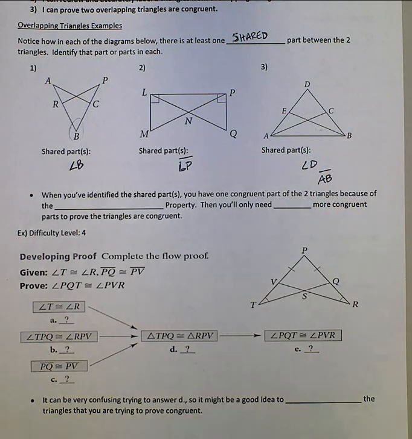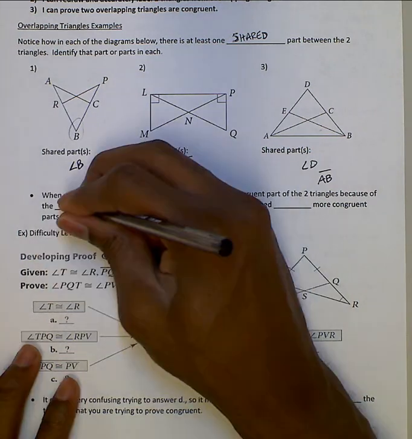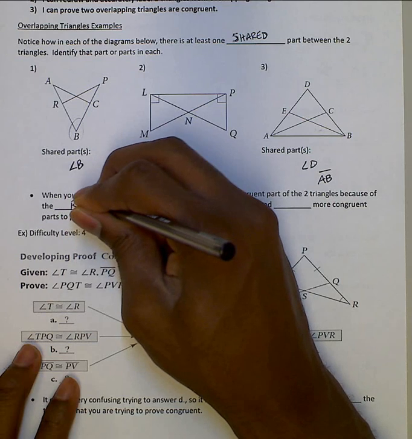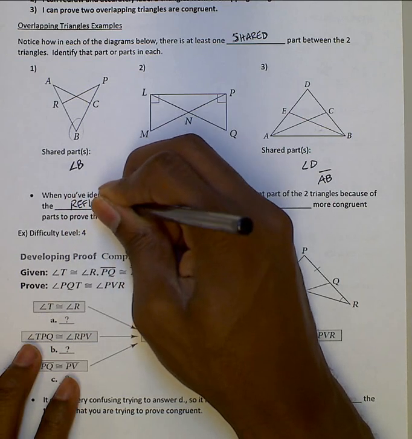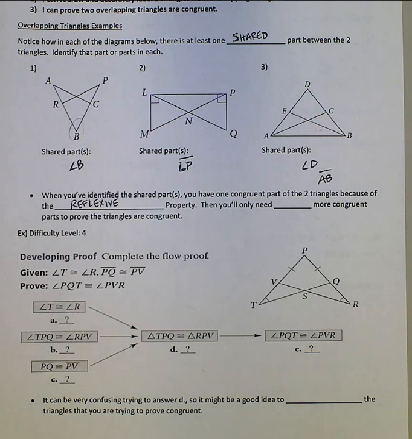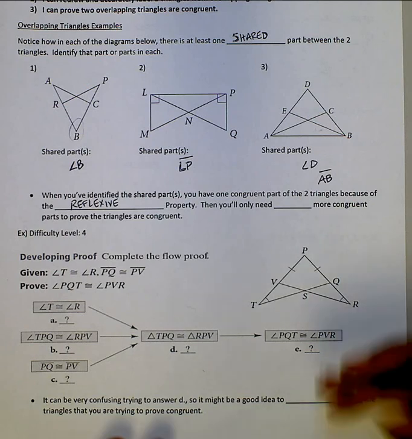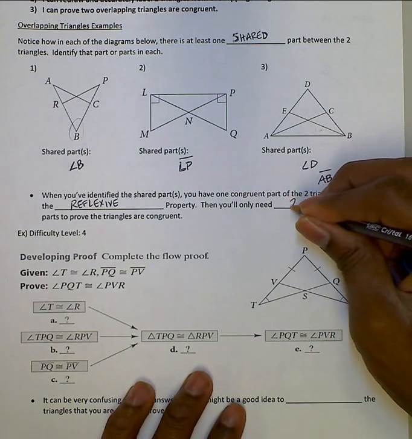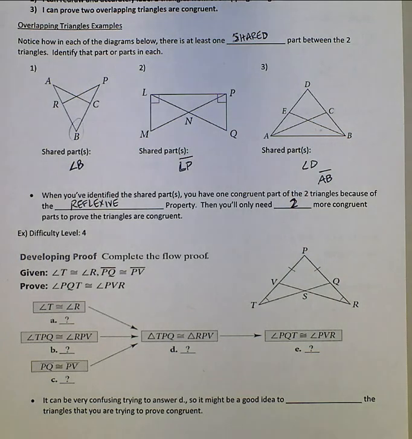When you've identified the shared part, you have one congruent part of the two triangles because of the reflexive property. That helps us out with our proof, and then you'll only need to prove two more congruent parts to prove the triangles are congruent. So let's go through a flow proof for the overlapping triangles.